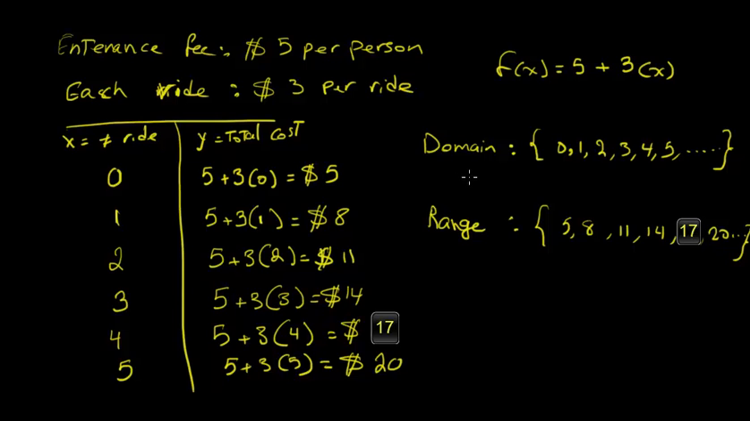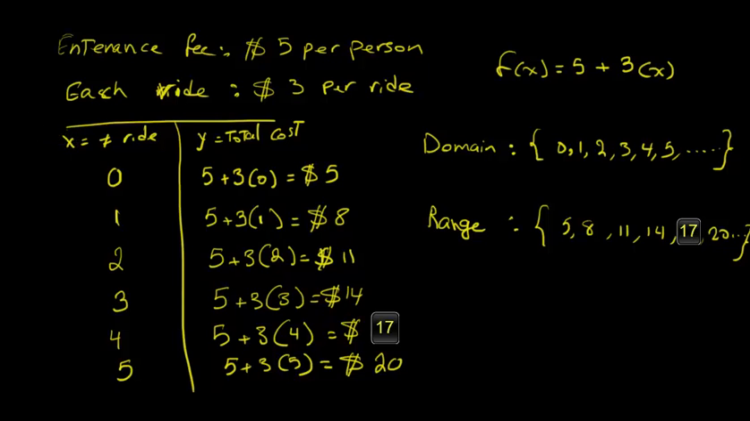Now we can say that the domain is all numbers that are greater than or equal to 0. We can assume it can go forever. That is why we put dots there. However, in reality, there is a maximum number of rides one person can go on, right? And the range, we can say, is all numbers that are greater than or equal to 5. As you can see, for each value of x in the domain, there is only one value of the function, or f of x, in the range.